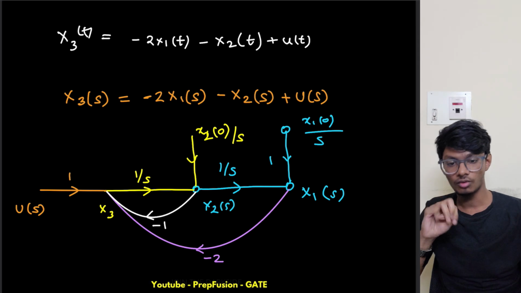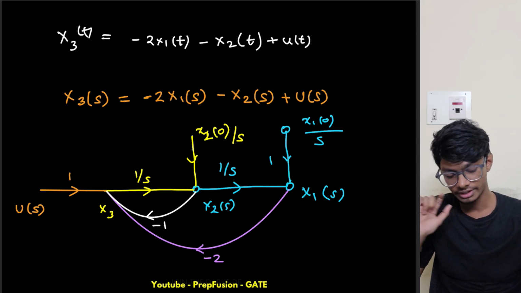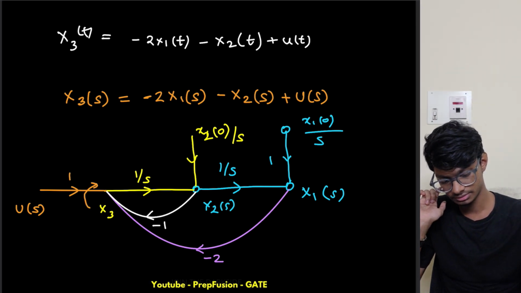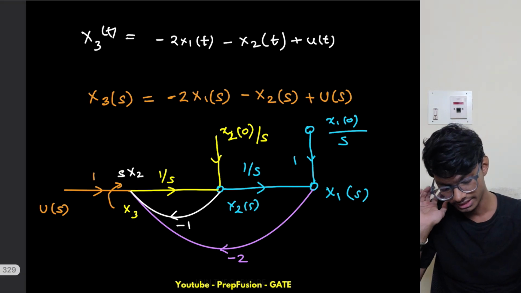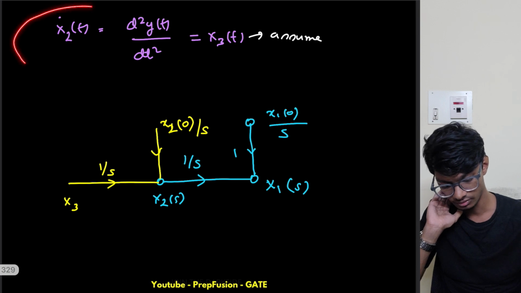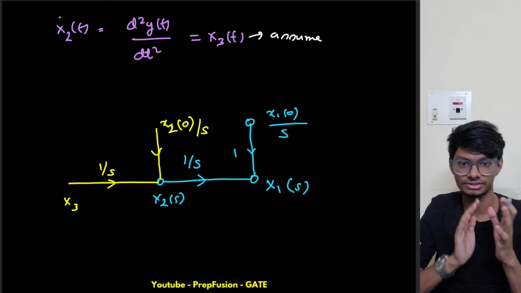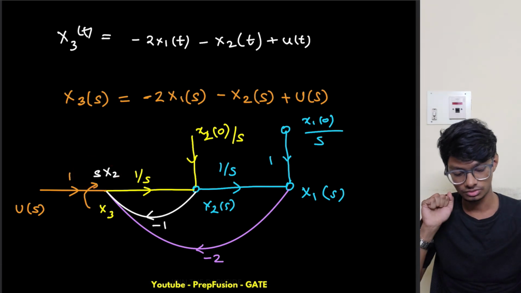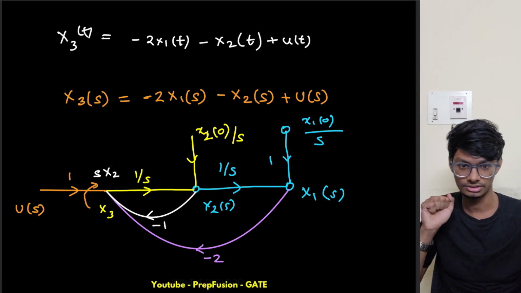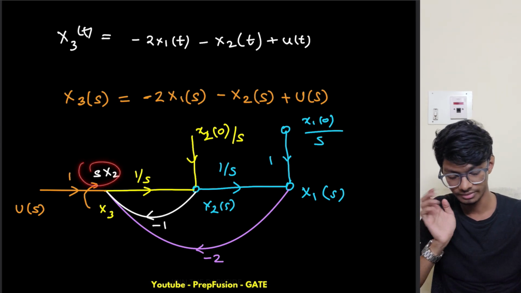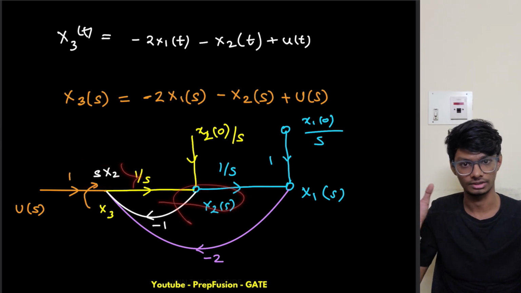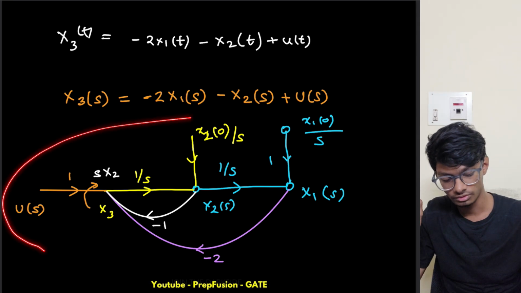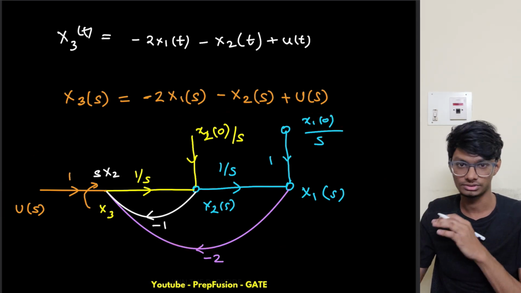So now what I can do is, instead of writing this x3, what I will write here is s times x3, s times x2, because x2 dot was x3, that's why I wrote this as s times x2. So with x2 we will add this initial term, and s times x2, if I multiply with 1 by s, I get x2 only, right? So that's how we draw the state diagram of this state equation.